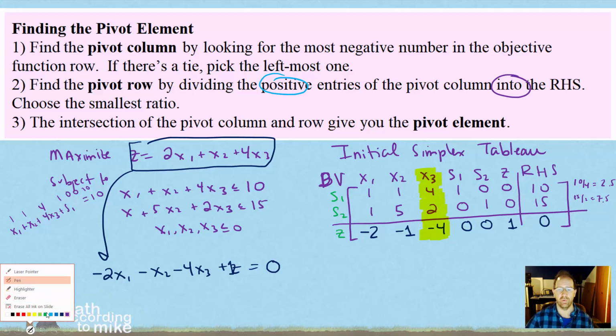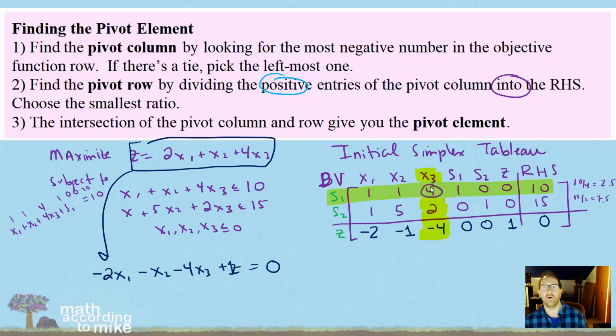That's the second important word, into. And we take the smallest ratio. Well, which number is smaller? 2.5 or 7.5? Good job, 2.5. So that means this is our pivot row. Where the pivot row and the pivot column overlap, you have found the pivot element. So that 4 is our pivot element. So then you would pivot. You would turn the pivot element into a 1, turn everything else in that column into a 0, and then you would continue. So again, the tableau tells you what to do. You have no choice in the matter.